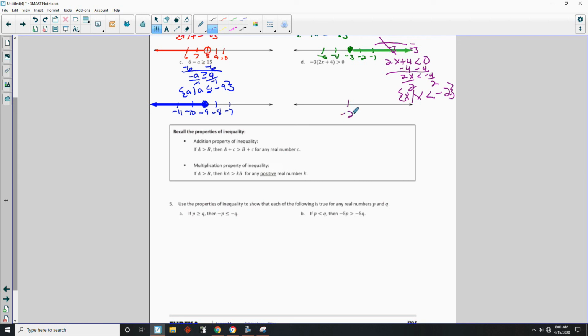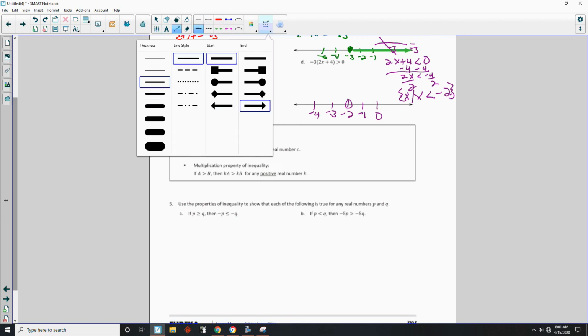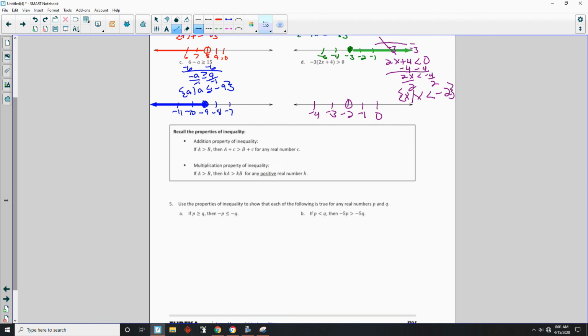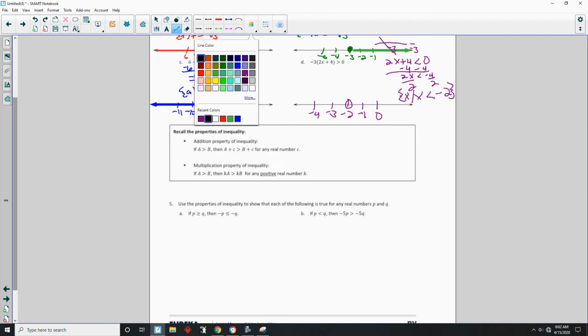Negative 2 goes here. And notice how repetitious this becomes. If you did all of these, you get really good at it, and it becomes simple. And then when you go to take a quiz or a test, it's a piece of cake. All right, so pick this thicker, purpler, and I'm going to the left. There's my solution: all values less than negative 2, but not including.